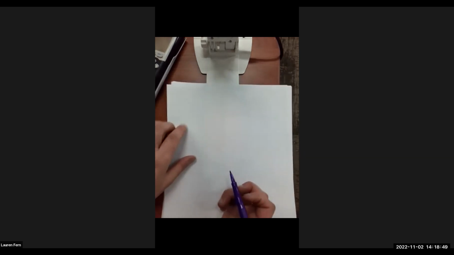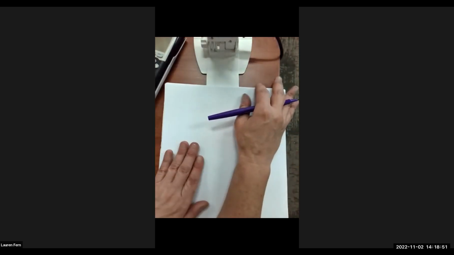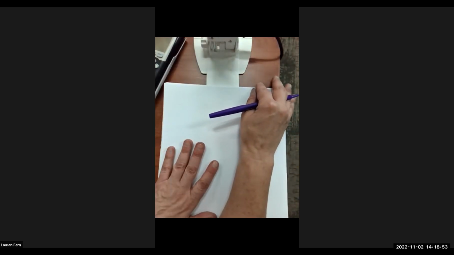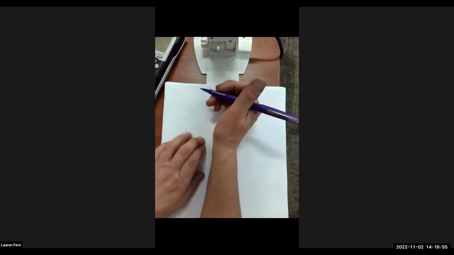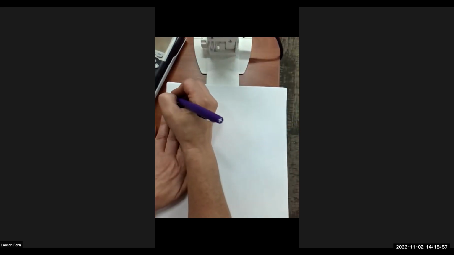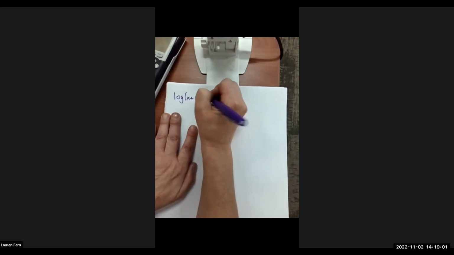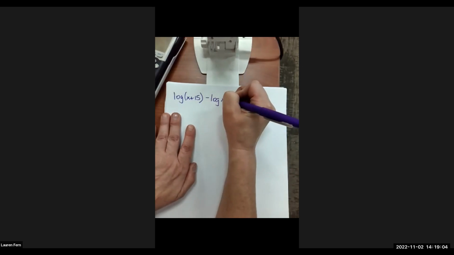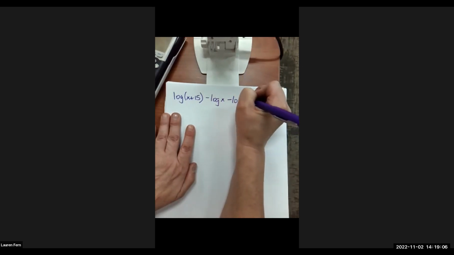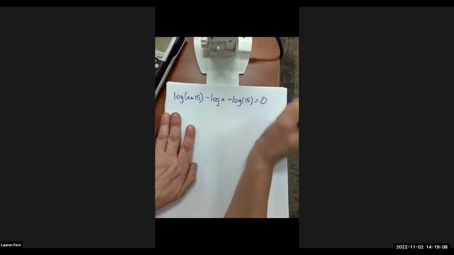Okay, let's do this one. I have two more to do. This one looks a little bit like the last one, and then the next one doesn't. What if I have log x plus 15 minus log x minus log 15 equals 0?